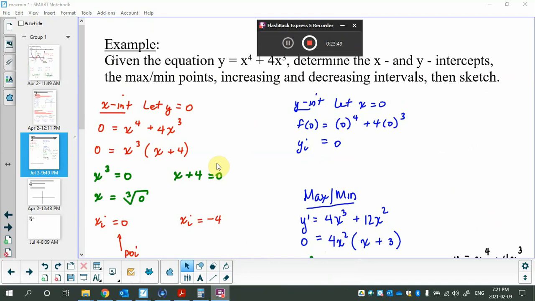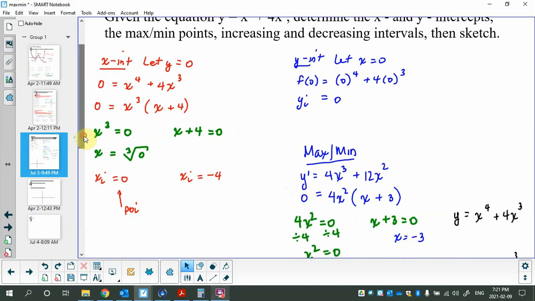Sometimes I just need a little stretch. All right, so if you want to, and you can do this at any time, you can take all the points that you've found so far and put them on the grid and then do the first derivative test to find your increasing and decreasing intervals. So I'm going to do that now only because my page is getting a little bit long.